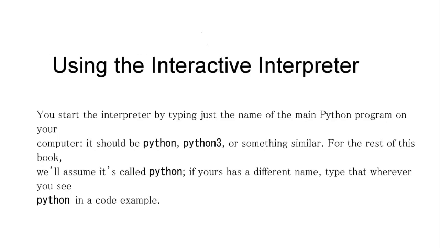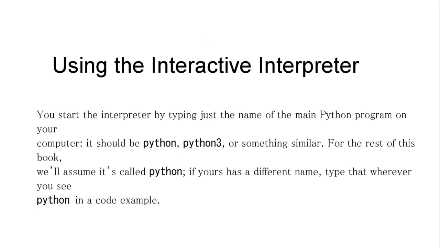Using the interactive interpreter. Most of the code examples in the lecture use the interactive interpreter. When you are typing the same commands as you see in the example and get the same result, you will know you are on the right track. You start an interpreter by typing just the name of the main Python program on your computer. It should be python, python3 or something similar. For the rest of this, we will assume it is called python. If yours has a different name, type that wherever you see python in a code example.